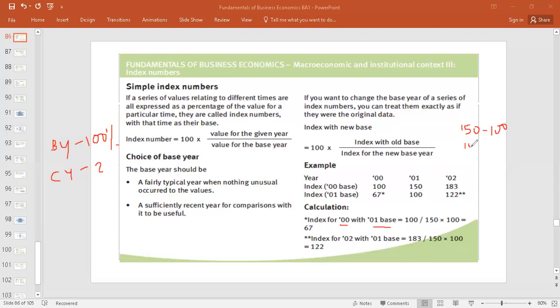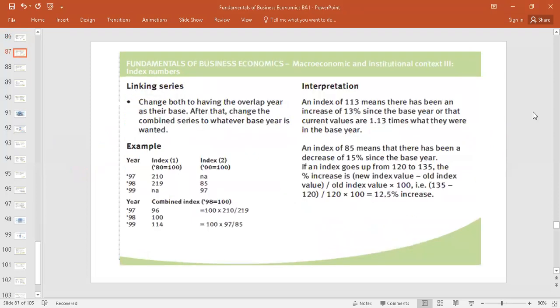So if the index for 02 with 01 as base is 183, see 150, if it is 100, 183 is what percentage? That is as simple as that. The logic is also the same. So if it is a simple index number, we take the base year to be 100%, and the current year is what percentage. Okay, then we have different types of index numbers calculated.